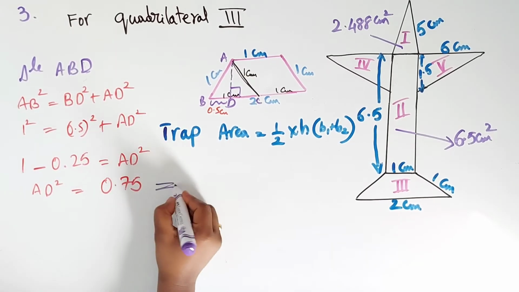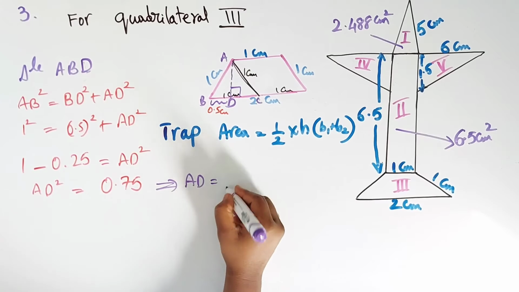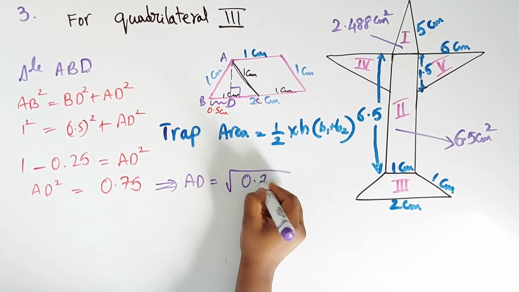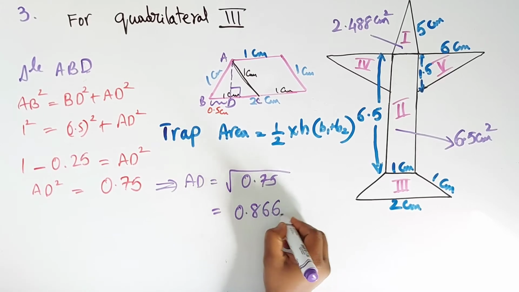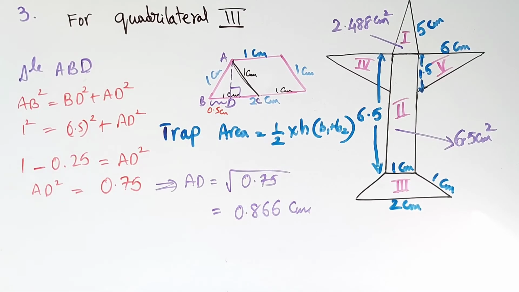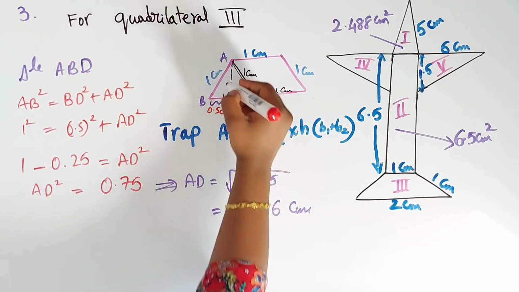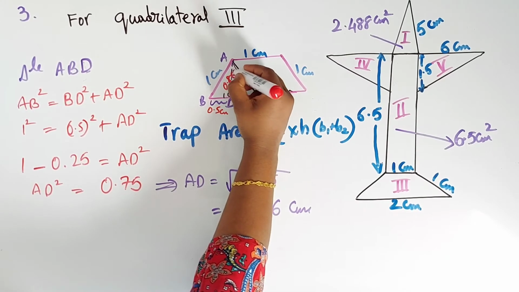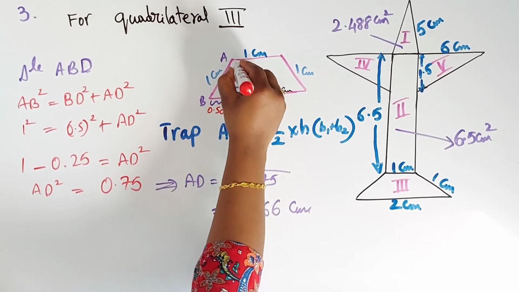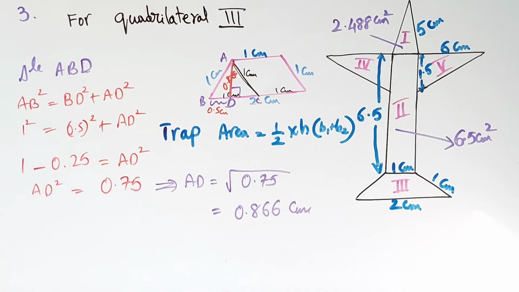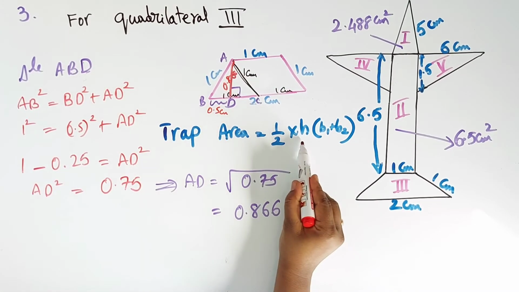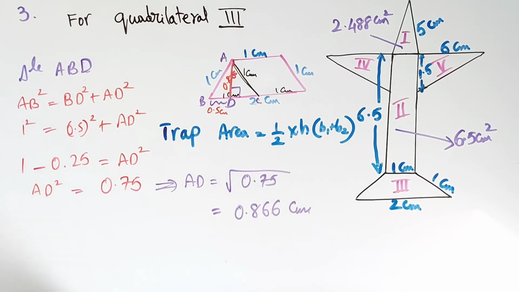From here AD is equal to root of 0.75, children, that is equal to 0.866 centimeters approximately. Now we know this perpendicular height, 0.866, right, children? So this is the height of the trapezium, that is 0.866. Now we can apply this formula and find out this trapezium area, children.